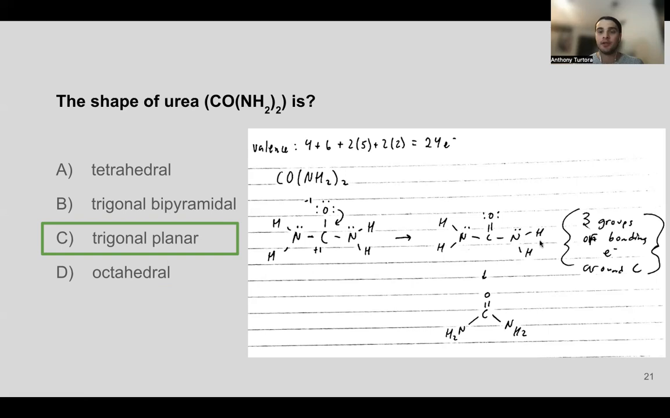And I end up having 3 groups of bonding electrons around carbon. Knowing this, I know that I have a trigonal planar compound, and this is going to be the shape of what the molecule will look like. And if this doesn't make complete sense, I will go over this further in the coming slides.